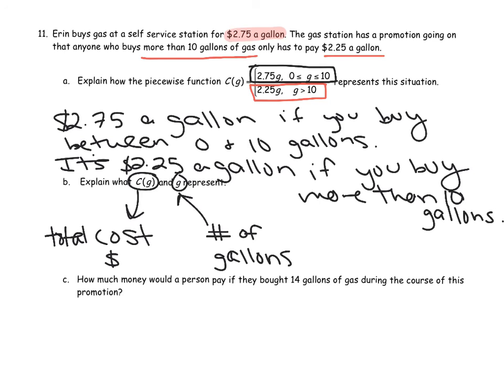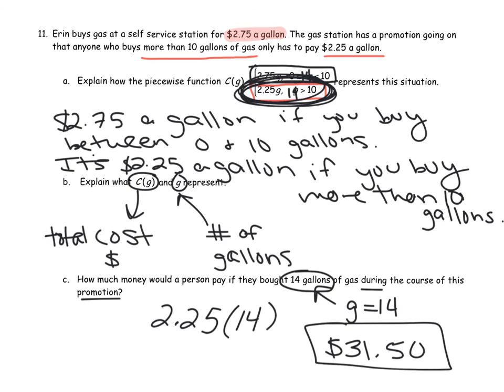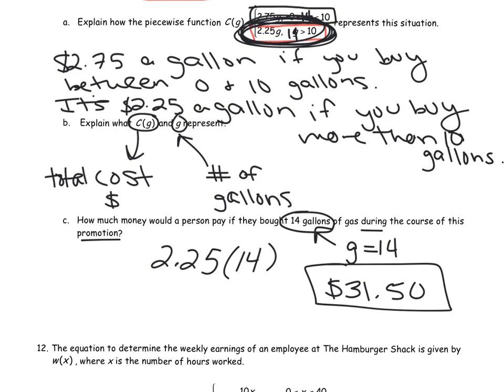It's important you guys understand the variables. Now, lastly, I want to know how much money would someone pay if they buy 14 gallons of gas during this promotion. So 14 gallons, what we got to remember, is 14 between 0 and 10, or is 14 bigger than 10? 14 is bigger than 10, so I'm looking at the bottom line. So I have 2.25 times 14, because I'm plugging in G equals 14, and I end up getting $31.50. So that's my final answer. That's how much you'll pay for 14 gallons of gas during this promotion.